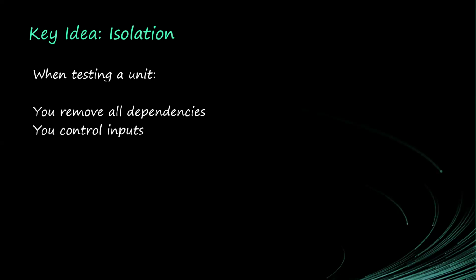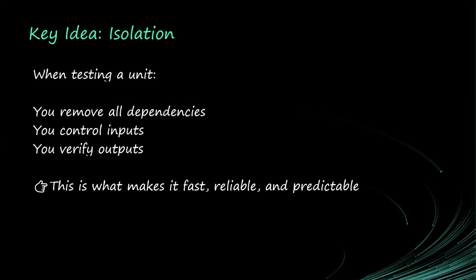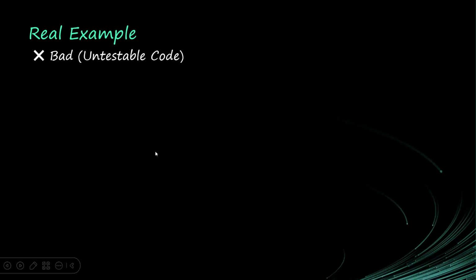So when testing a unit, you remove all dependencies. Your function should not depend on anything. All right. You control the inputs, you verify the outputs. And this is what makes it fast, reliable, and predictable. Okay. We have been talking too much. So let's get into doing some real examples. So look at this.